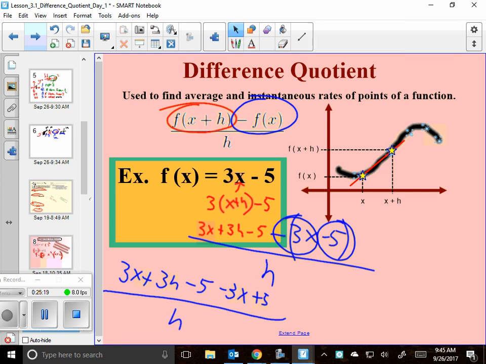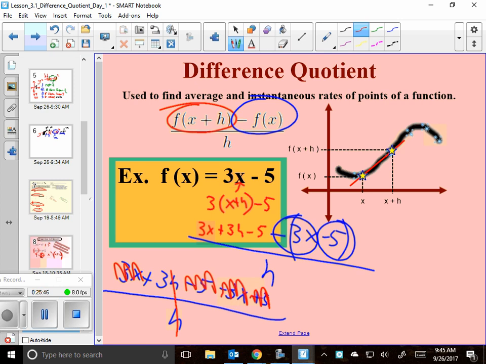And a whole bunch of stuff cancels. The positive 3x and the negative 3x are opposites, so they cancel. And the plus 5 and the minus 5 are opposites, so they cancel. And it's 3h over h, and the h's can cancel. And remember how I was telling you we were finding the slope? There, we just figured out the slope of that curve. And the slope of that curve will be 3.